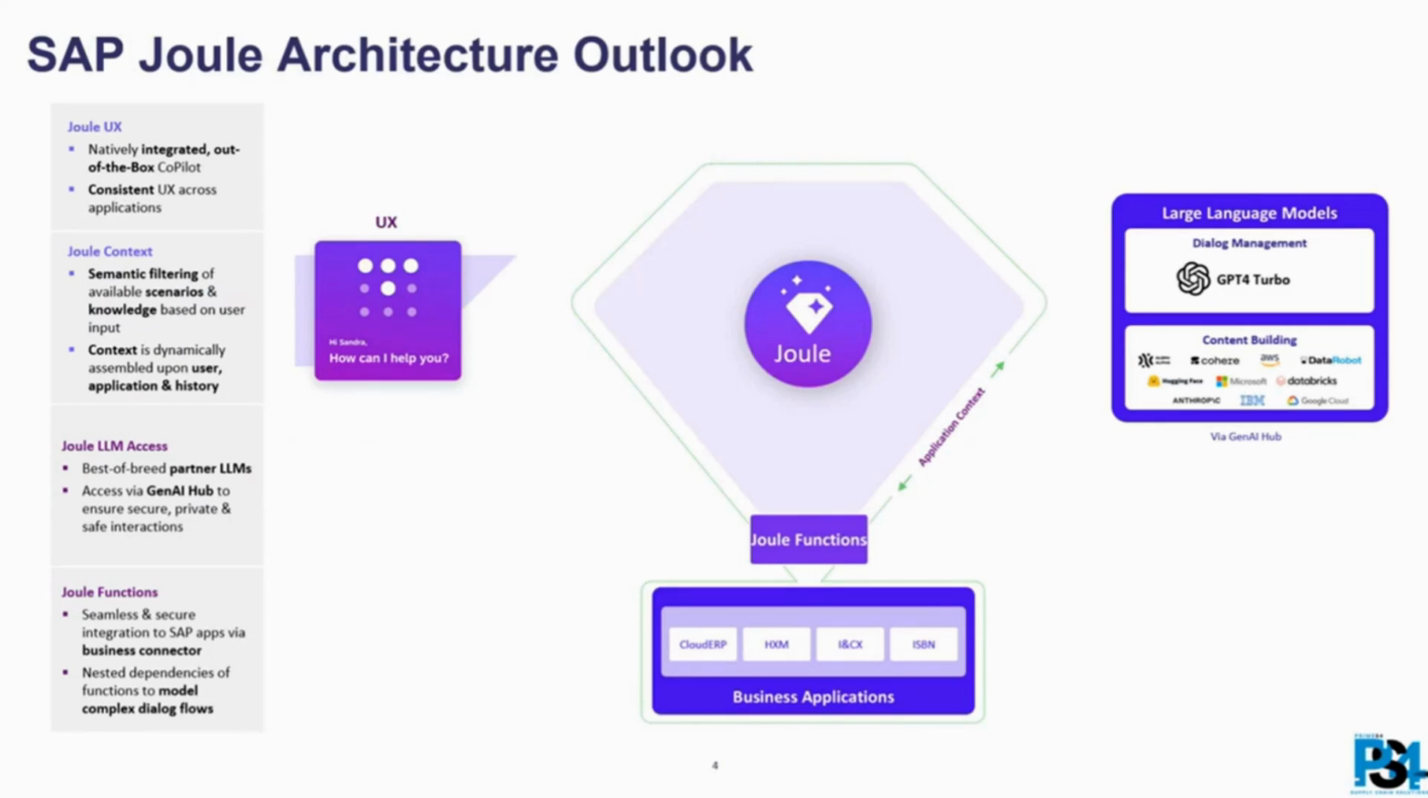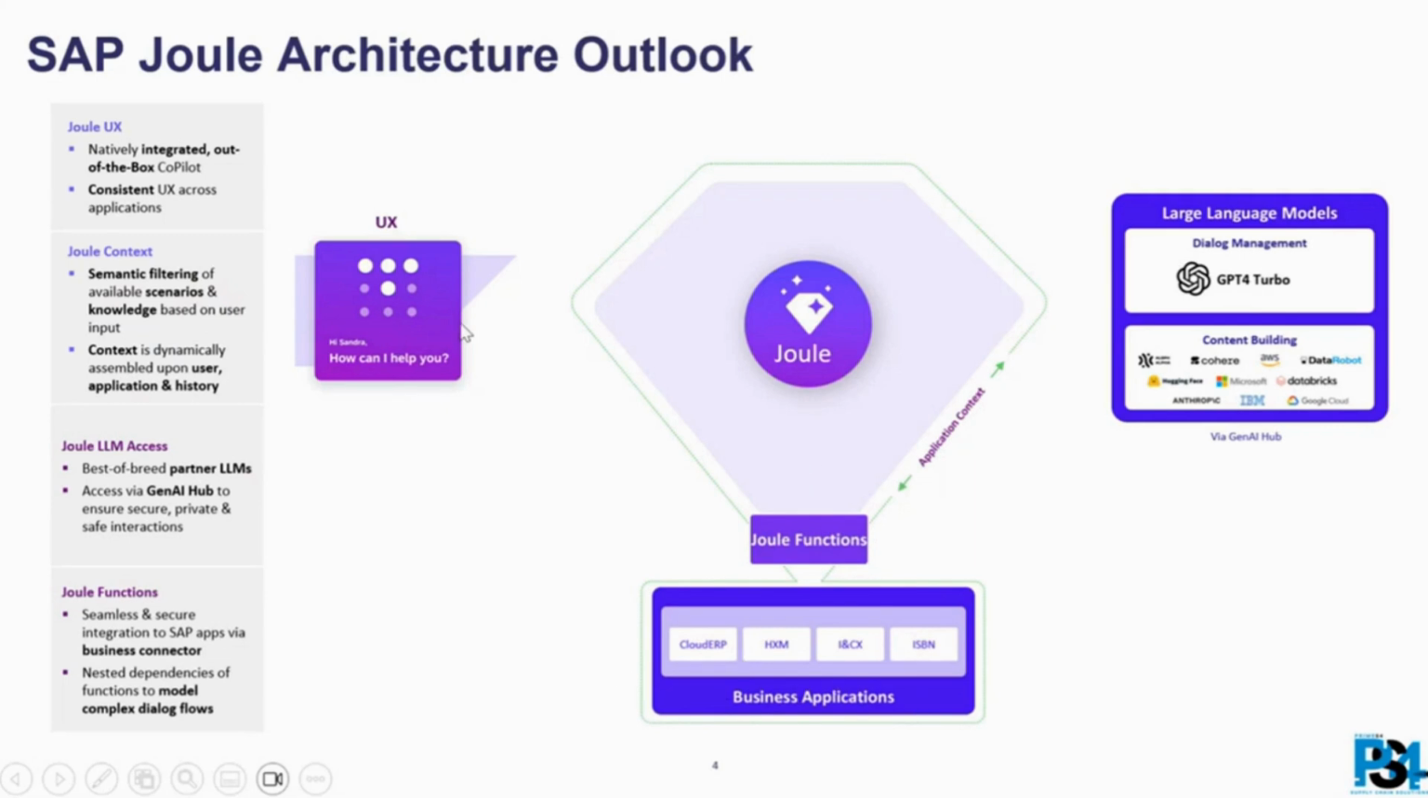This is an old SAP slide that we got, which somehow explains how Joule works. There is a Joule UI where we can enter, ask questions, and we get answers. It works with our Joule context. Whenever we ask, it will identify the context and then use partner LLMs or SAP's own LLMs, and then understand the Joule functions, which are based on business applications, and get us the output.